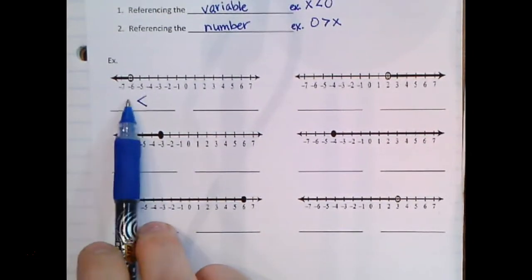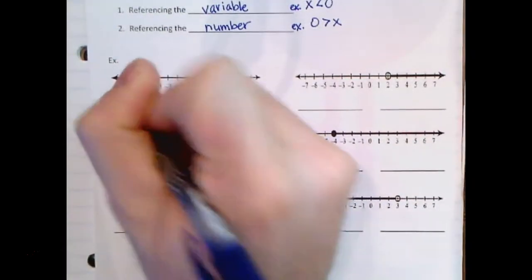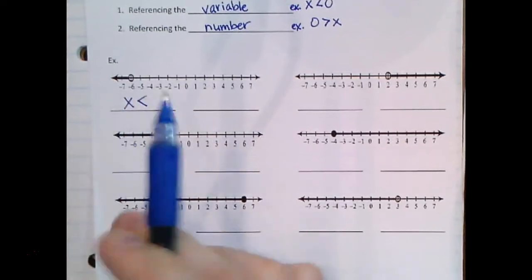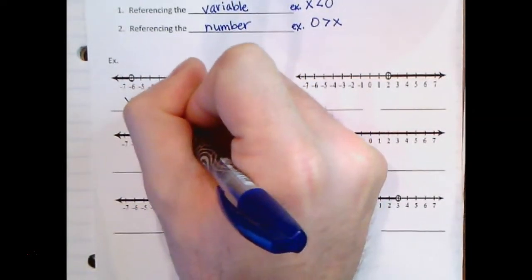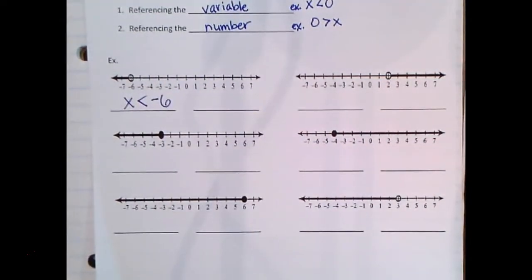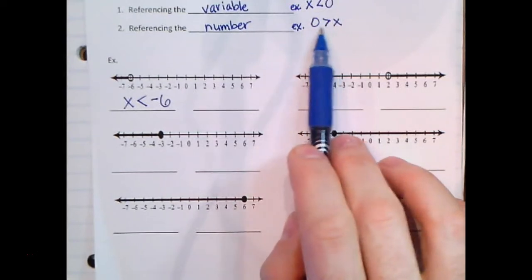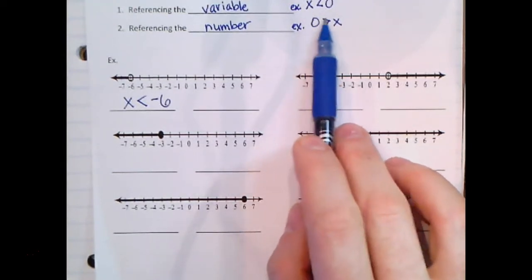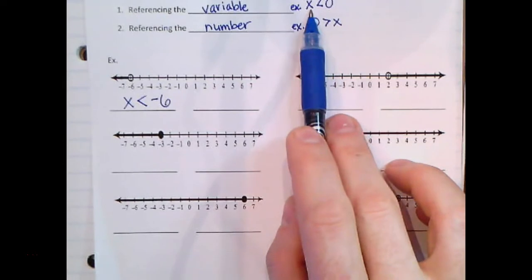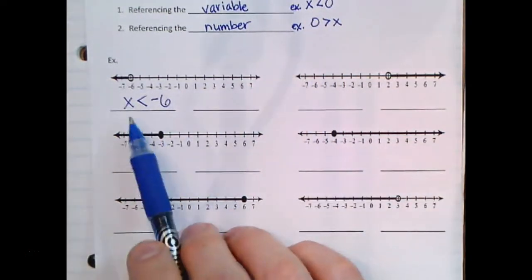Then what I like to do is fill in the variable and then take a look. Okay, -6 is where the circle is, so x is less than -6. And if you paid attention up here, all I really did was what we did for graphing the other day. I just flipped everything around and kept the symbol pointing where it should point. So it's the same thing here.